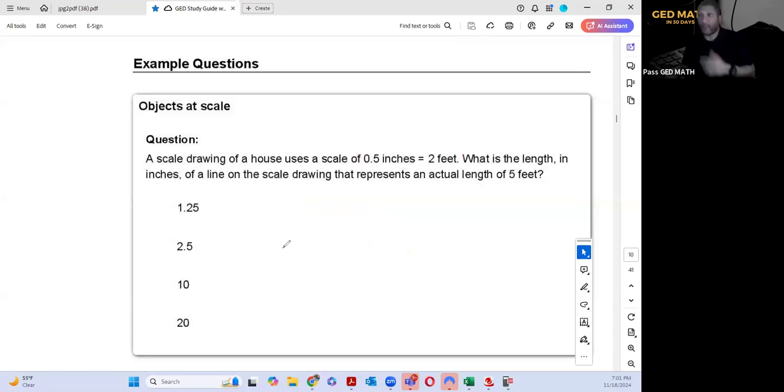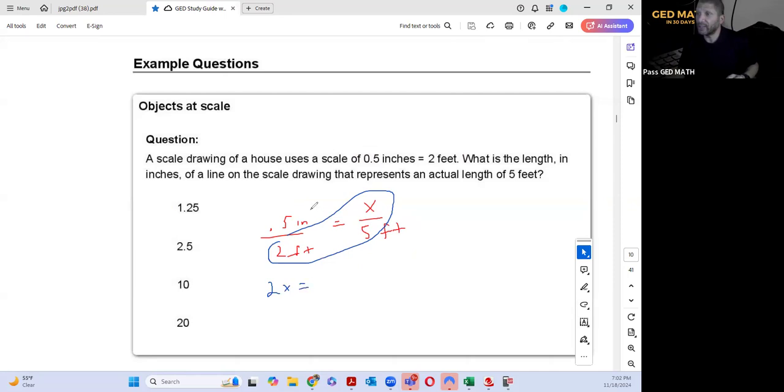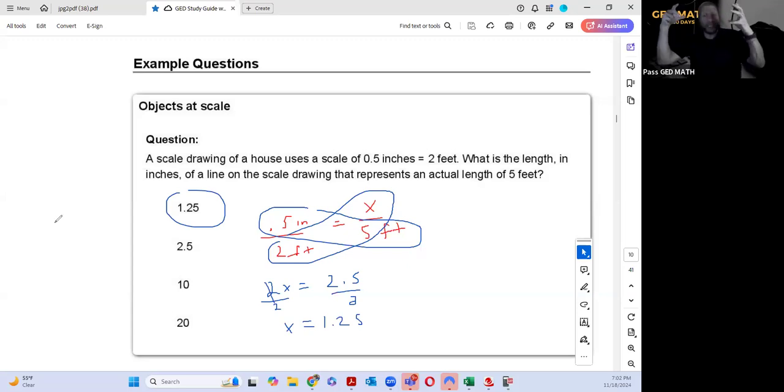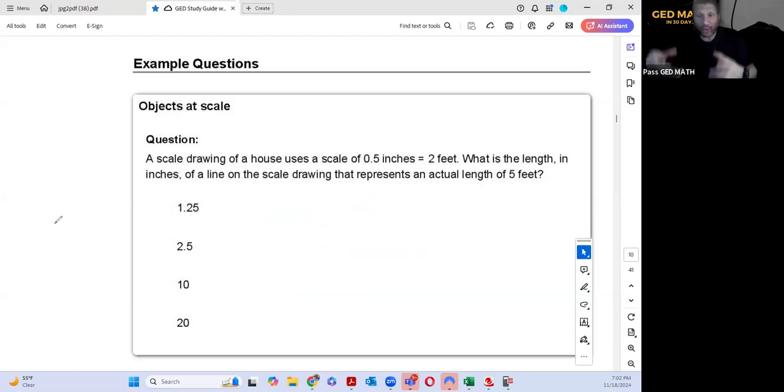Another way you can do it is you can set up a proportion. 0.5 inches is to 2 feet is equal to x over 5 feet, because we want the same thing on both sides of the equation. We want to cross multiply. We get 2x equals 2.5. Divide both sides by 2. You get x equals 1.25. We still got the same answer. But watch this. That's solving this problem algebraically.